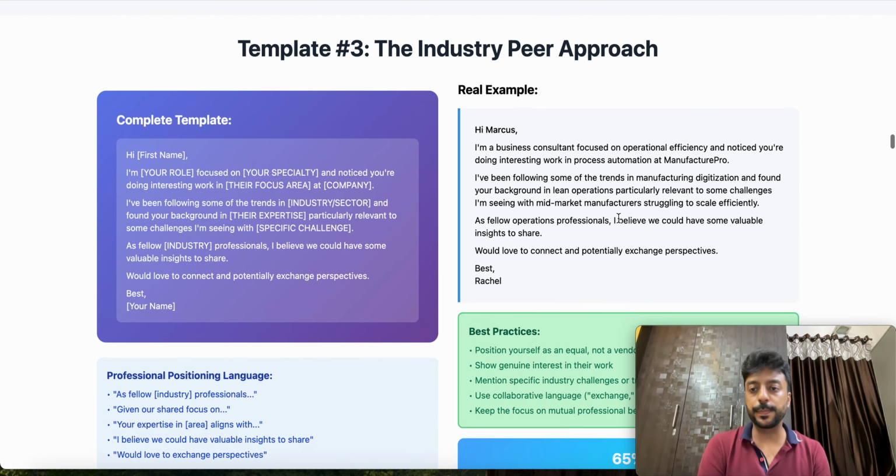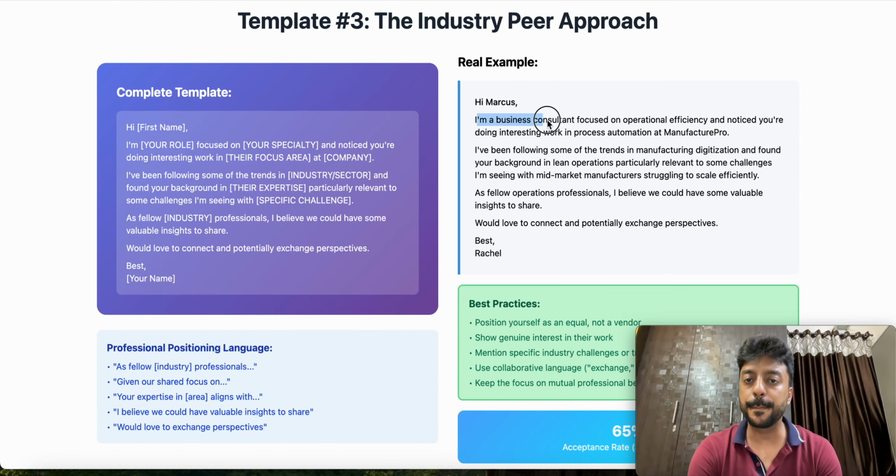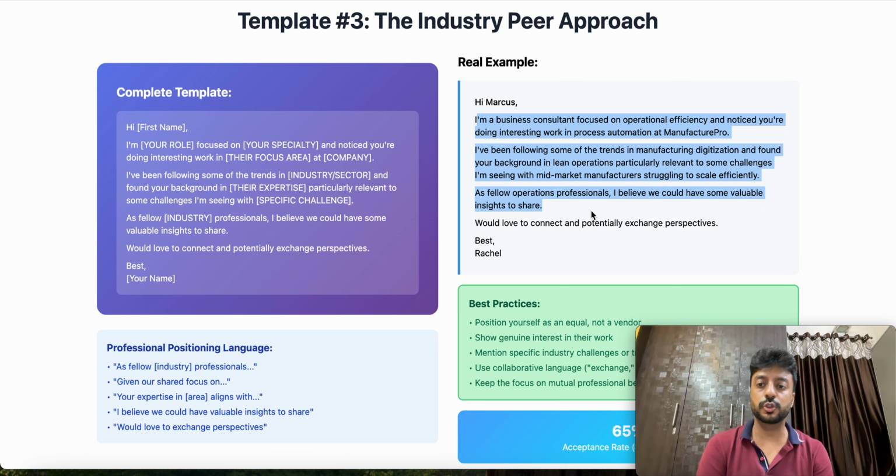So that is how you can do it. Then the industry peer approach, where you can say something like, "Hi Marcus, I am a business consultant focused on operational efficiency and noticed you are doing interesting work in process automation at Manufacture Pro. I have been following some of the trends in manufacturing digitization and found your background in lean operations particularly relevant to some challenges I am seeing with mid-market manufacturers struggling to scale efficiently. As fellow operations professionals, I believe we could have some valuable insights to share."